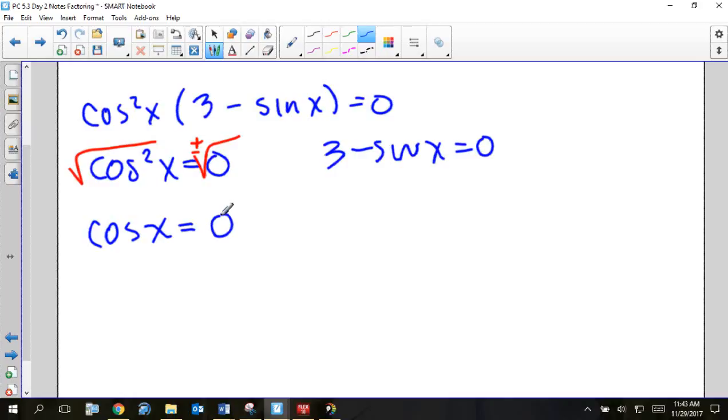On the other side, instead of subtracting 3, I'm actually going to add the sine x. I want less steps to do. I'm going to add my sine x. And then we have to figure out where x could be. So I'm going to look at cosine x equals 0. Where is the cosine equal to 0? Pi over 2 and 3 pi over 2. And over here, where is sine equal to 3?